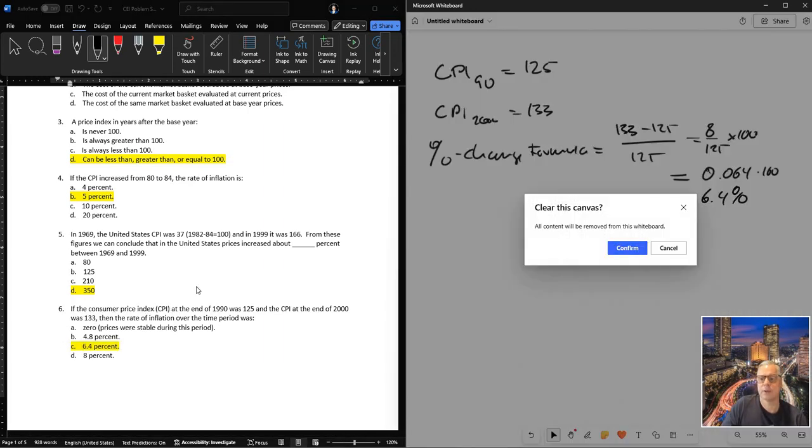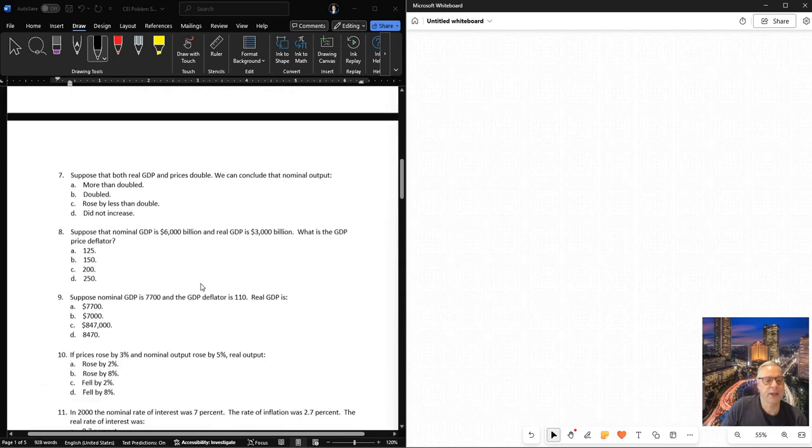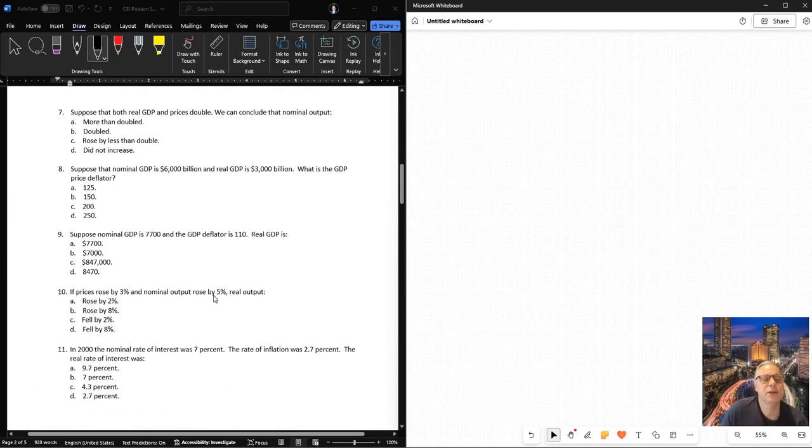Okay, let's move to the next question. Suppose that both real GDP and prices double. We can conclude that nominal output more than doubled, rose by less than double, or did not increase. Or this can be easily derived if we know, let's say, we have the real output and we have the price.